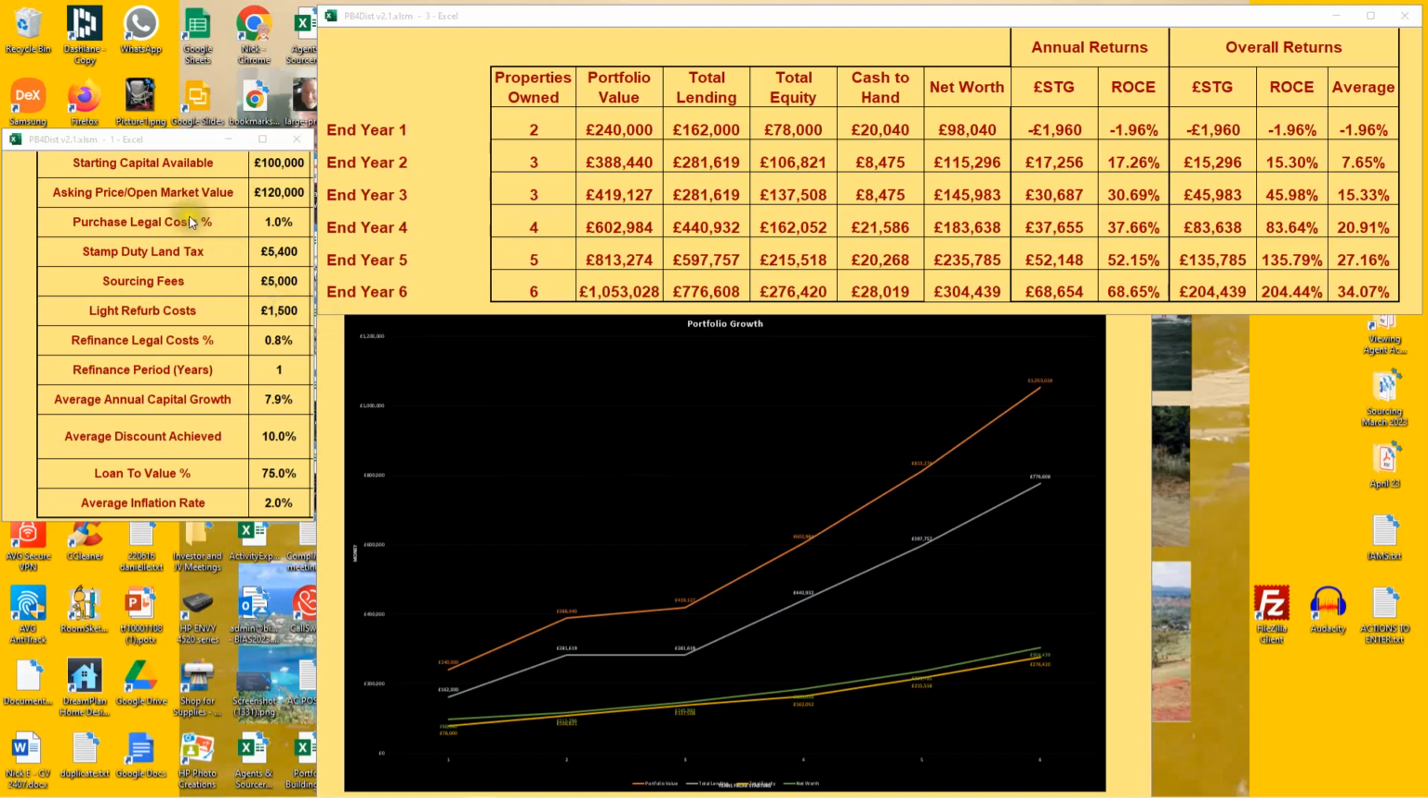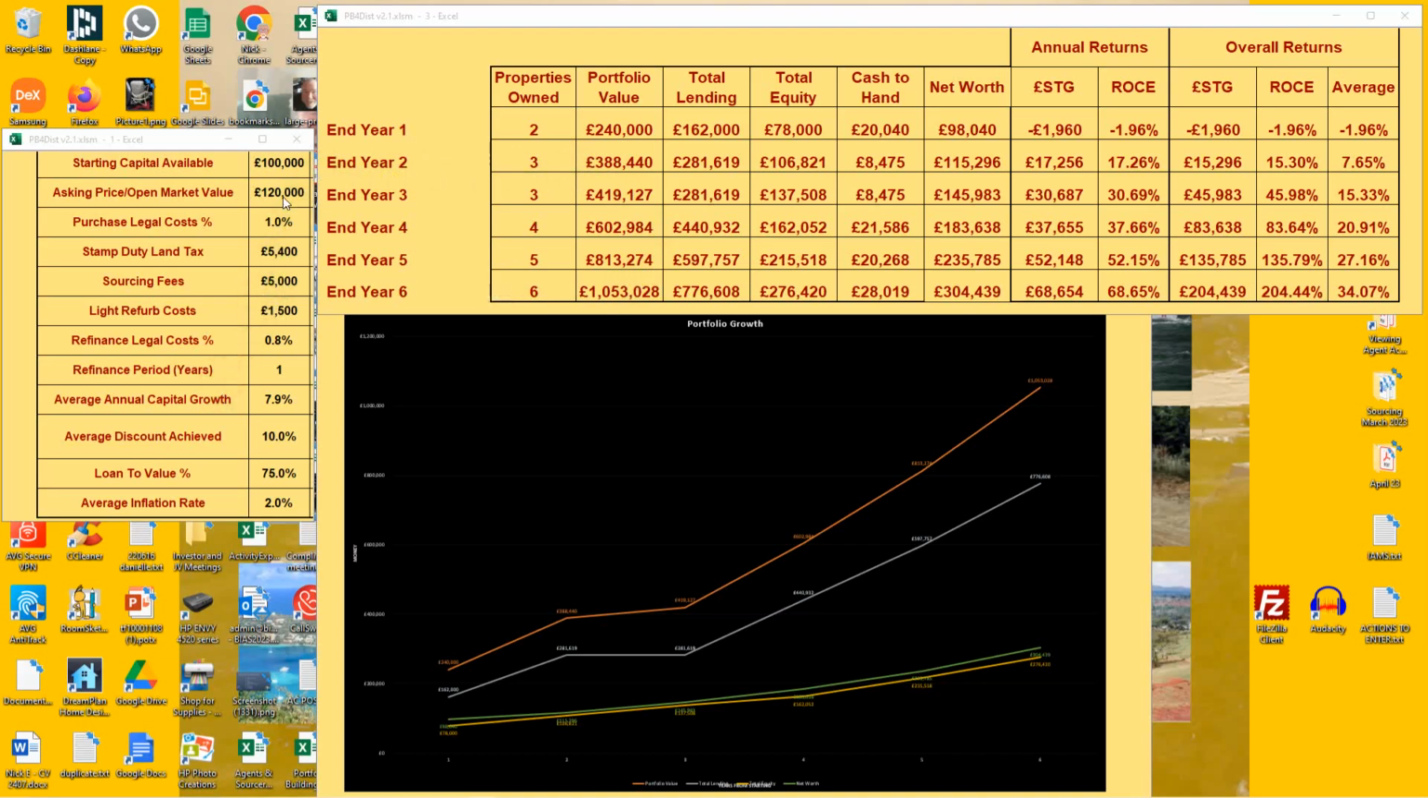Okay, so this video examines the effects of using various values for our starting capital. Now we're using £100,000 because this is what experience shows us to be the minimum necessary requirement in order to achieve our goal of 6 properties in the portfolio and a value of £1 million in 6 years. That's obviously dependent on the other parameters.